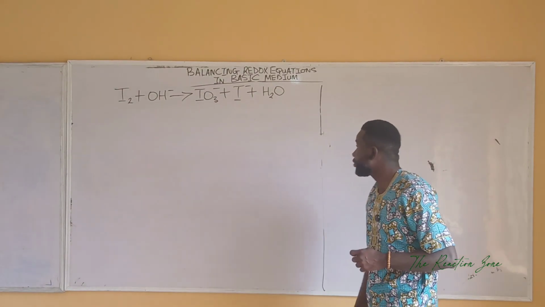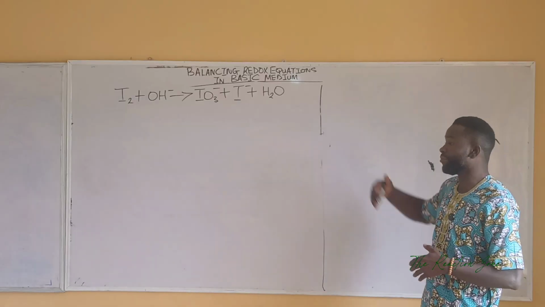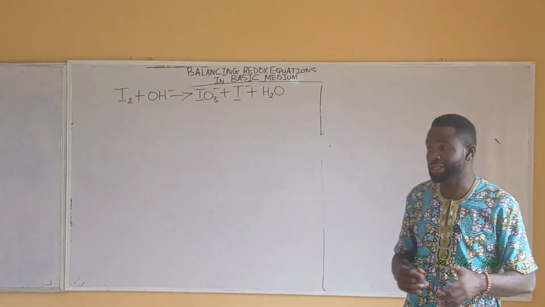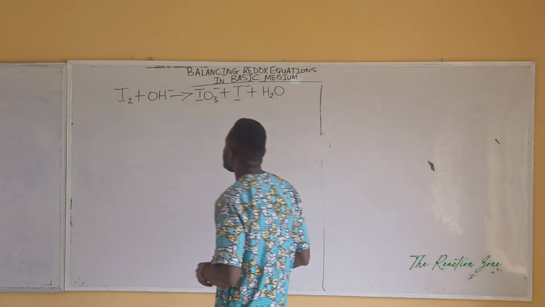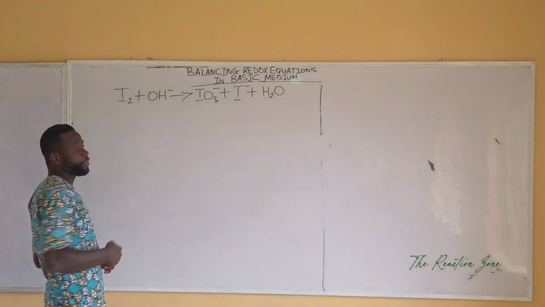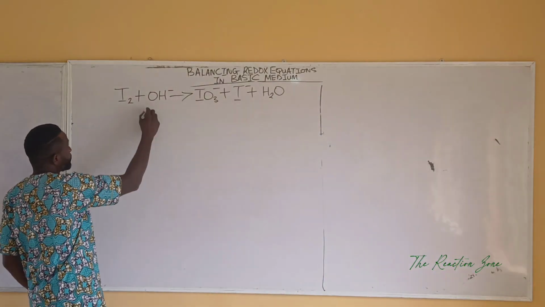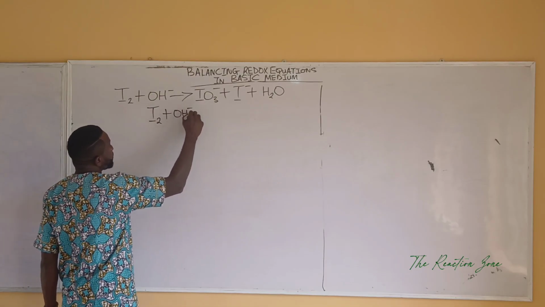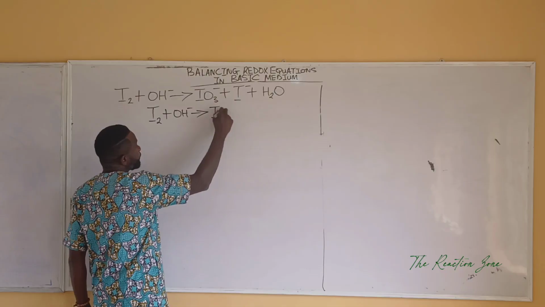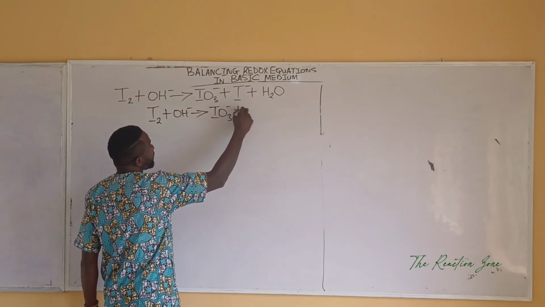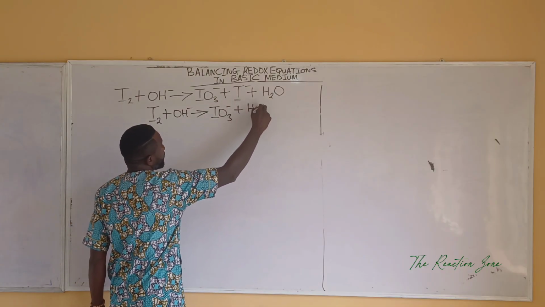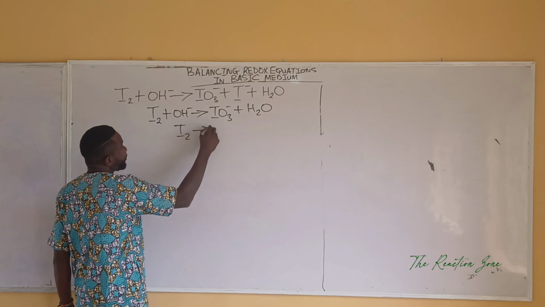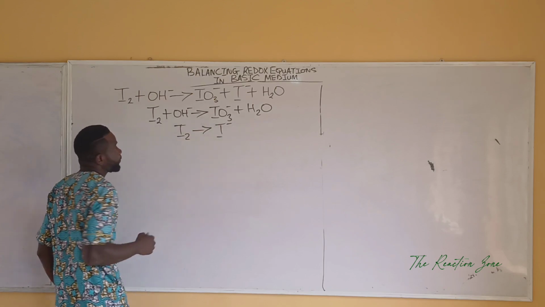In today's lesson, we're going to balance the redox equation on the board in basic medium using the ion-electron method. So the first thing to do is to split this equation into two half equations. And that will be I2 plus OH minus is going to give IO3 minus plus H2O. And then we also have I2 to give I minus.